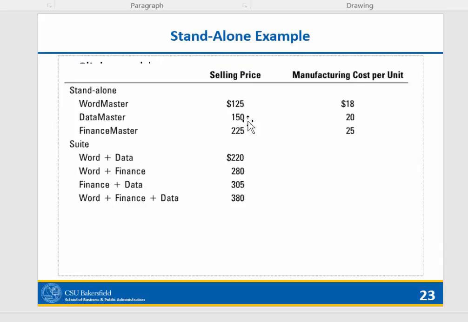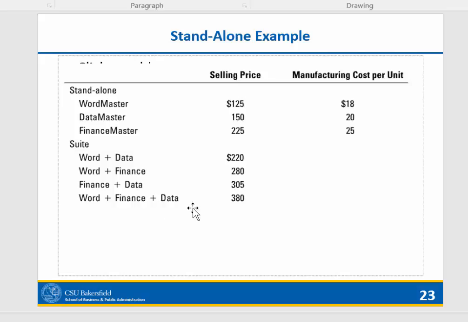We're focusing on selling three different software packages: the Word Master, Data Master, and the Finance Master. We have their standalone selling price, and also their manufacturing cost. For the bundle, we have different combinations: Word and Data, Word and Finance, Data and Finance, and all three of them. Then we have the bundle price. Within the bundle, we can see it's a 1 plus 1, 1 plus 1, 1 plus 1, and 1 plus 1 plus 1, so we are looking at the ratio 1 to 1. So it's pretty clear how to do this.